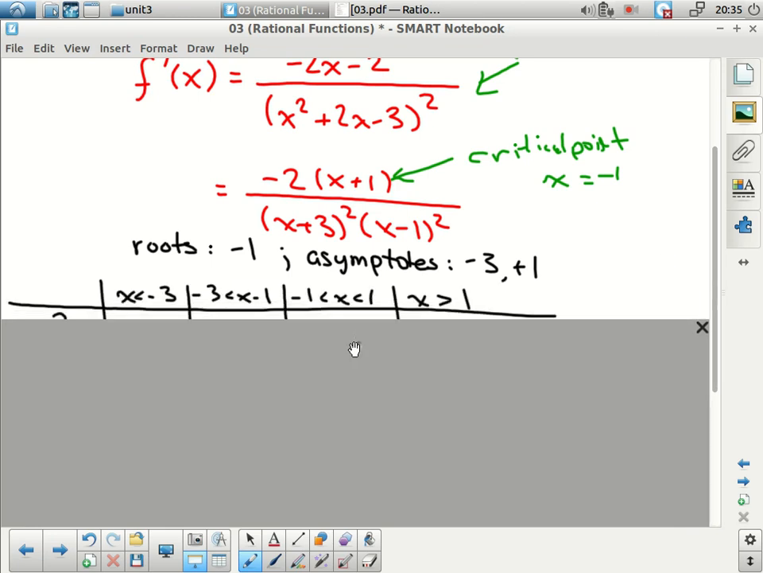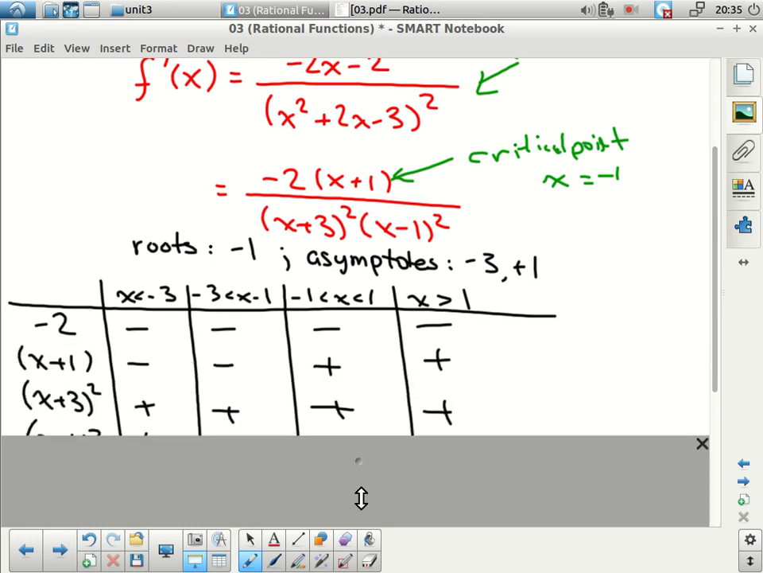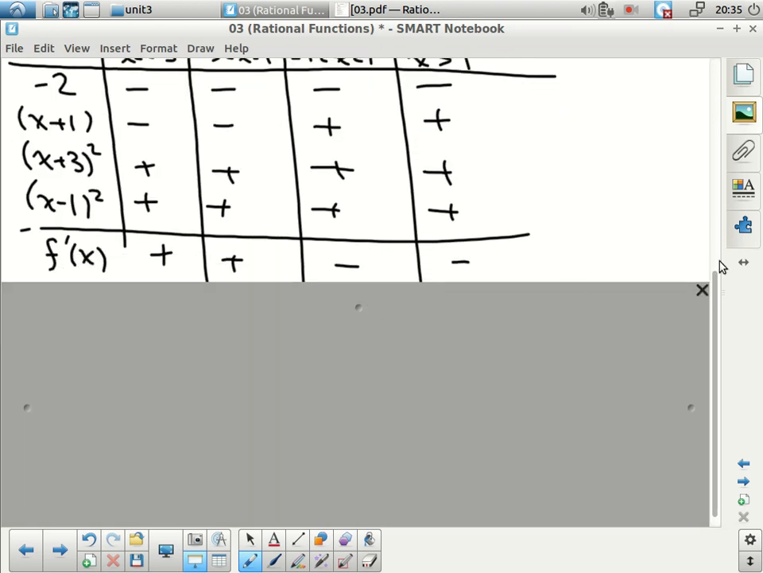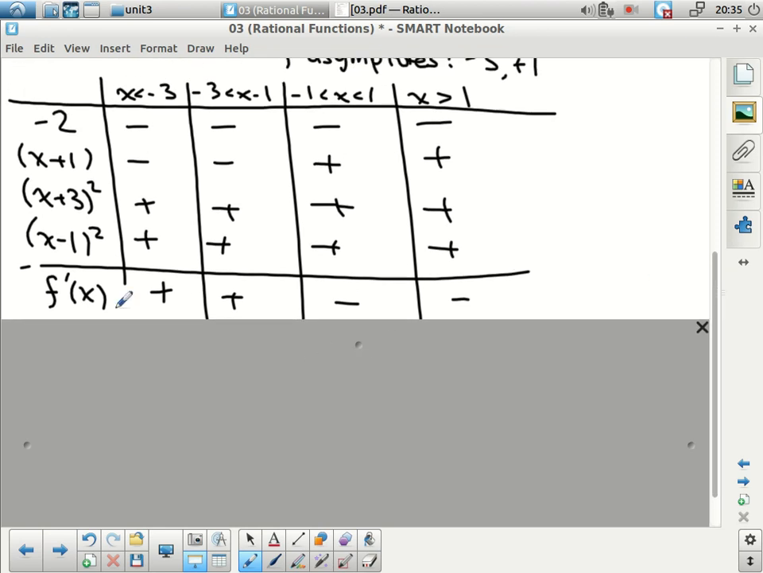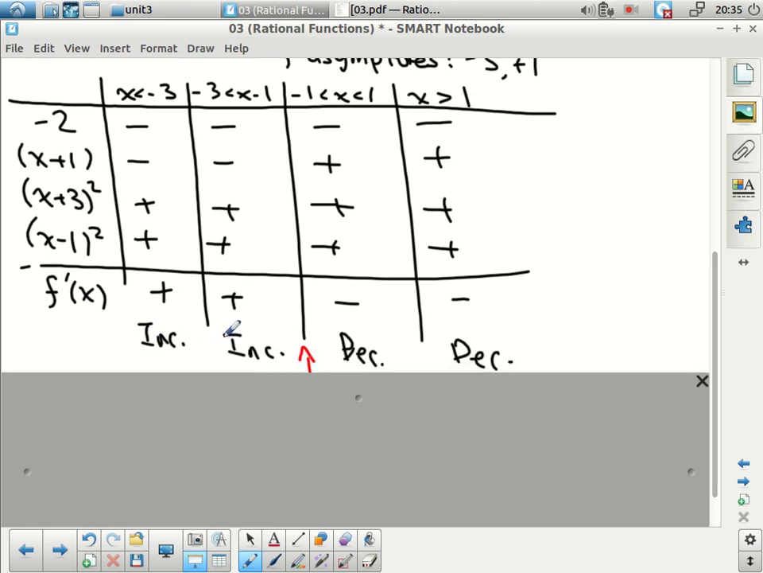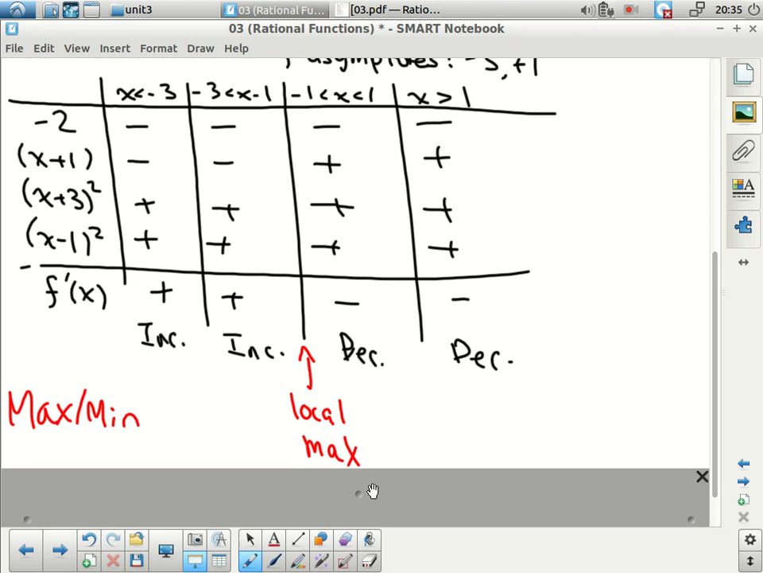So you'll have this in front of you, but we do an interval chart. Note the -2 is really important there, so I put it as its own factor. And here's all the other pieces. So my derivative overall is positive for the first two intervals, negative for the next two, which means it is increasing in the first two intervals and decreasing in the next two. And specifically here, at my critical point, -1, it's flipping from increasing to decreasing.